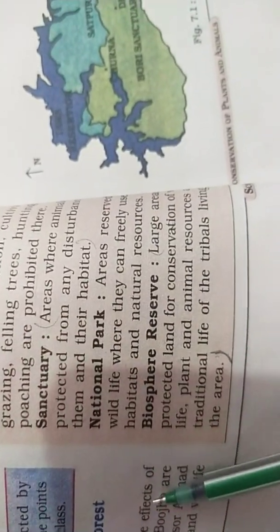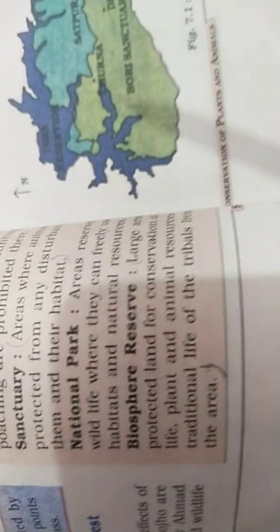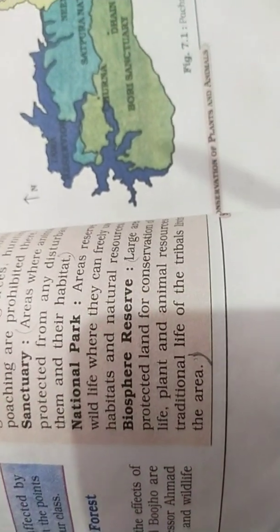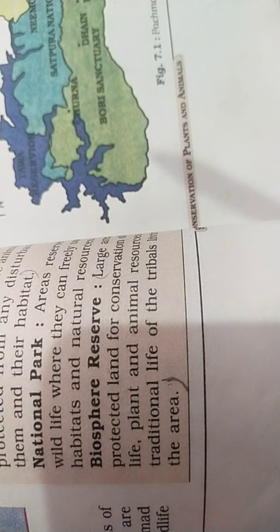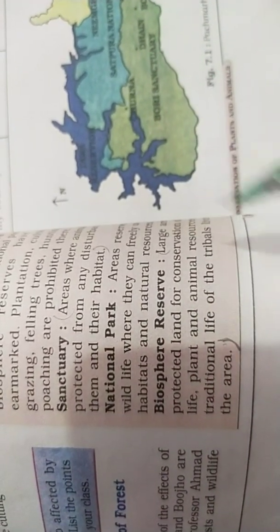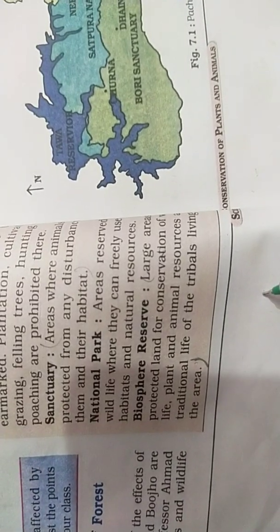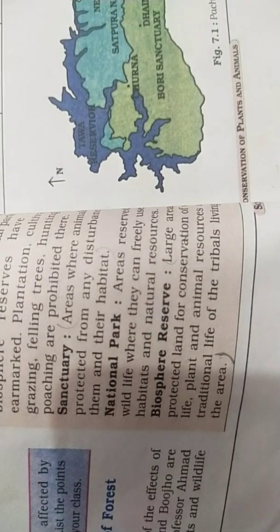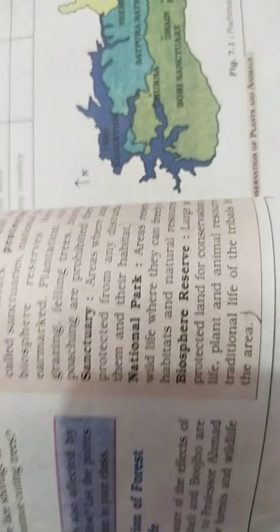National parks are the reserved areas for wildlife or for wild animals. In the national park, animals can move freely. Okay, so this is the national park. A biosphere reserve is the larger area where the national parks and sanctuaries both can be present, like this.